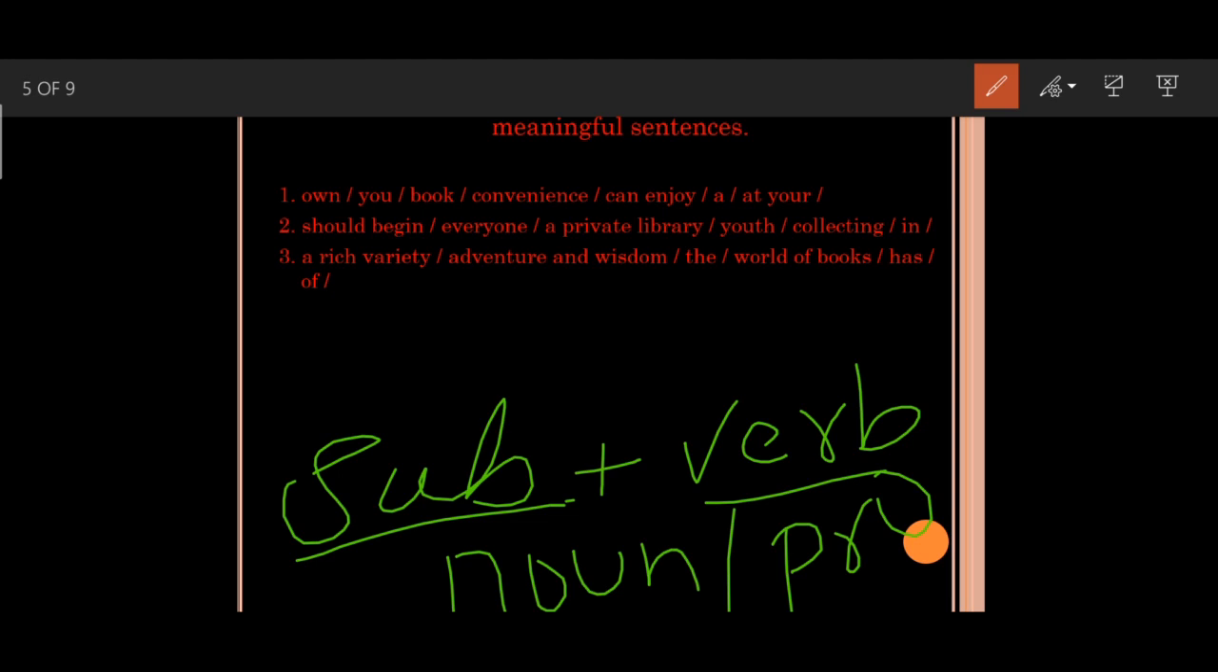So one, you, oh sorry, it's own, you, book. So okay, I found it. So this one right here, it's our first person pronoun, so I'll put a 1 over here, you.